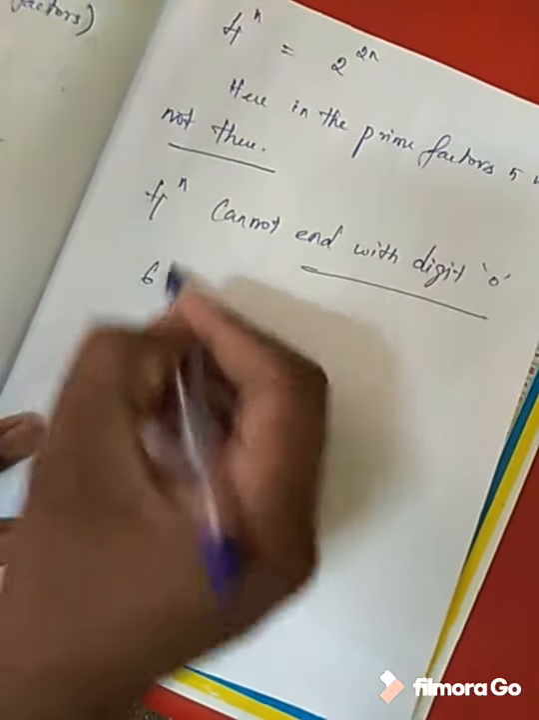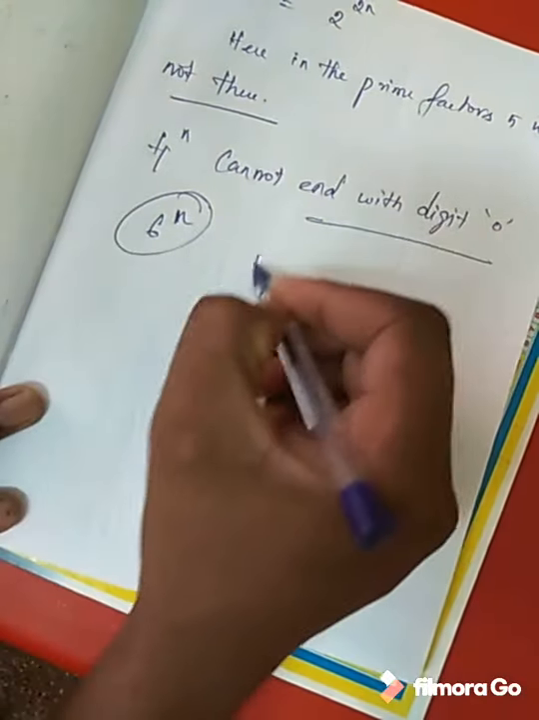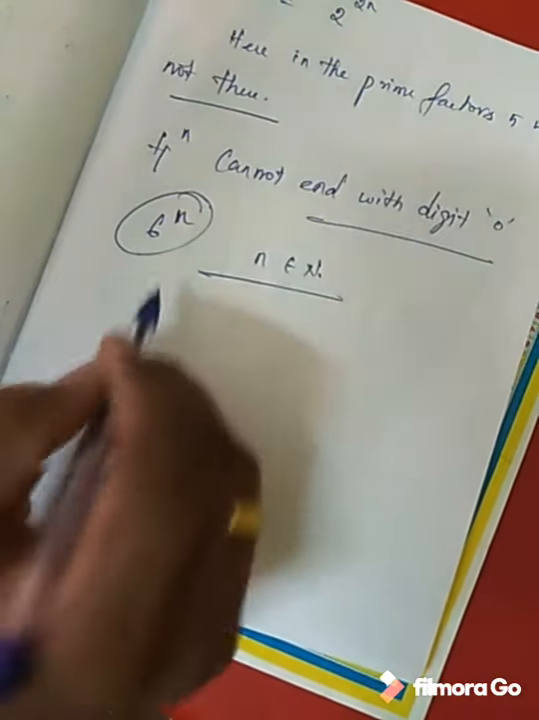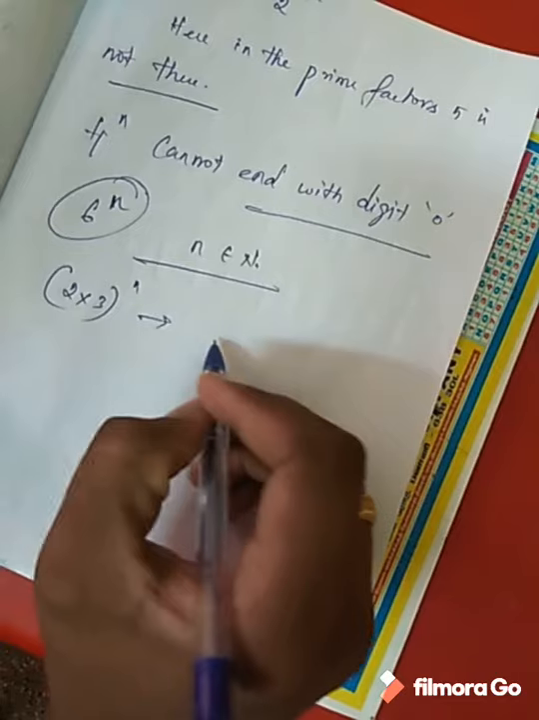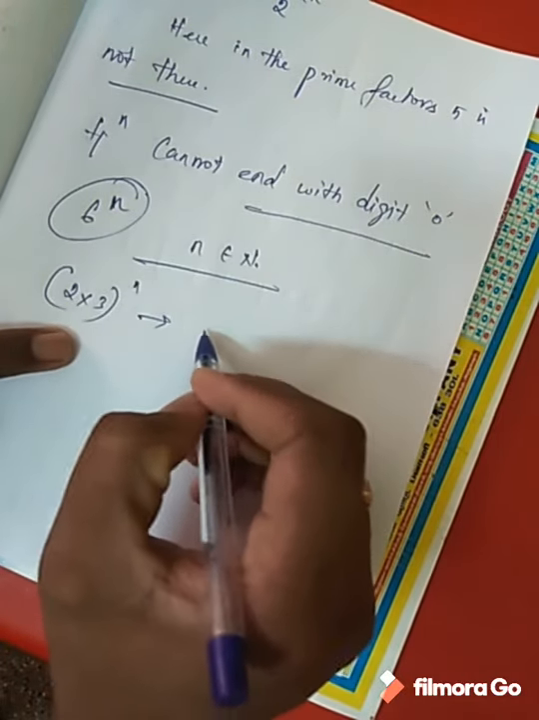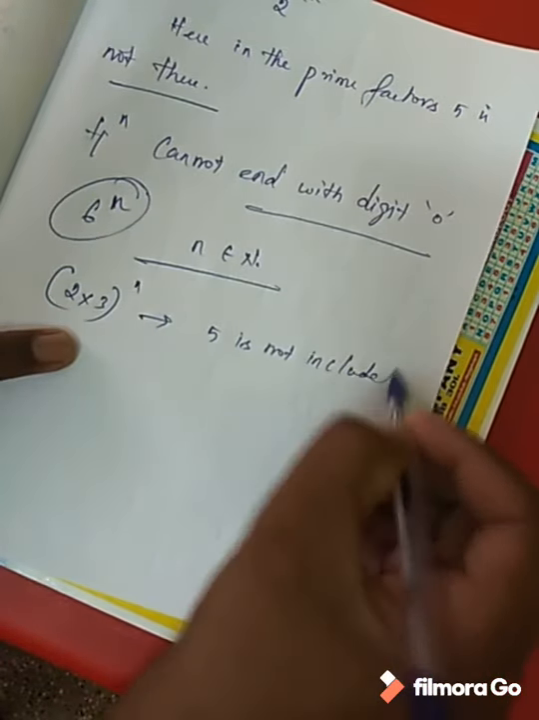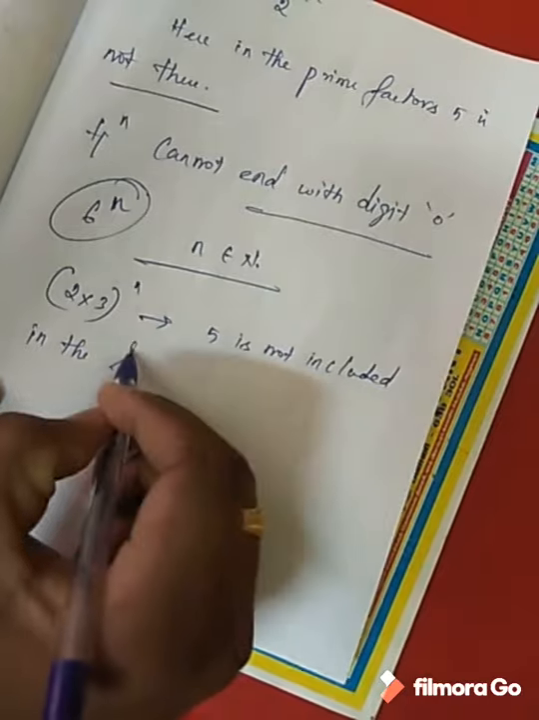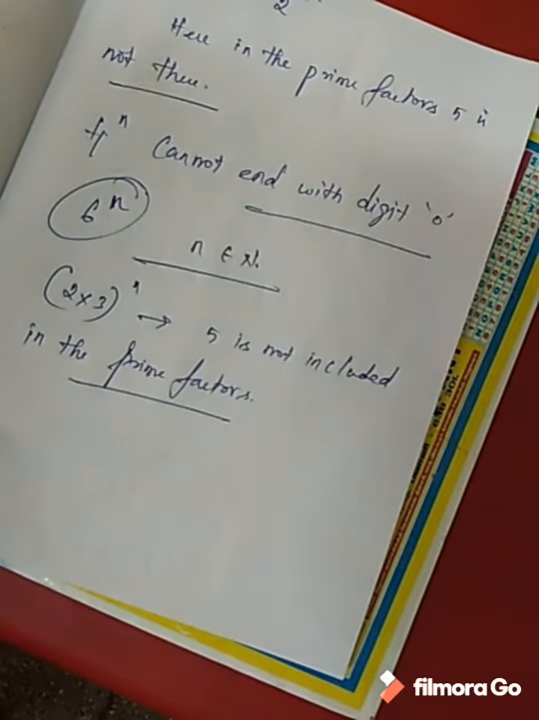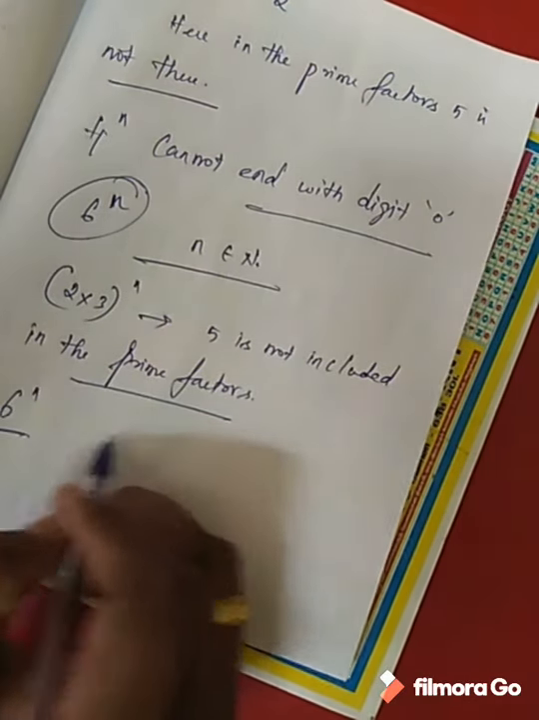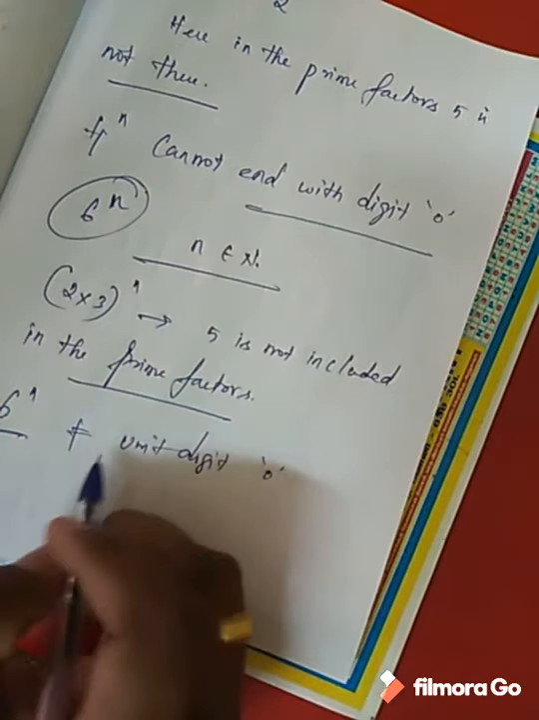So we have one more example, the 6 power n exercise question. Will it end with digit 0 for any value of n, for all n belonging to natural numbers? If you take the prime factorization of 6, we get 2 into 3 whole power n. So here also the prime factors do not contain 5, right? So 5 is not included in the prime factors. Therefore 6 power n also cannot end with the unit digit 0.